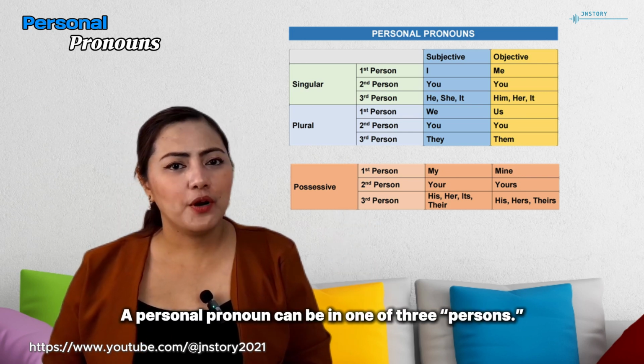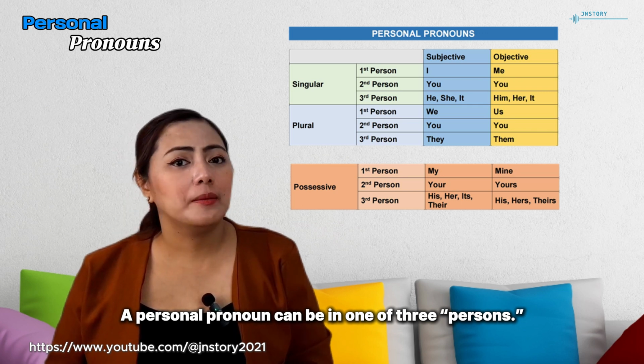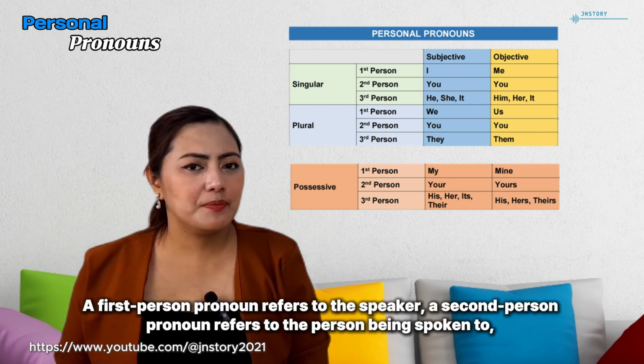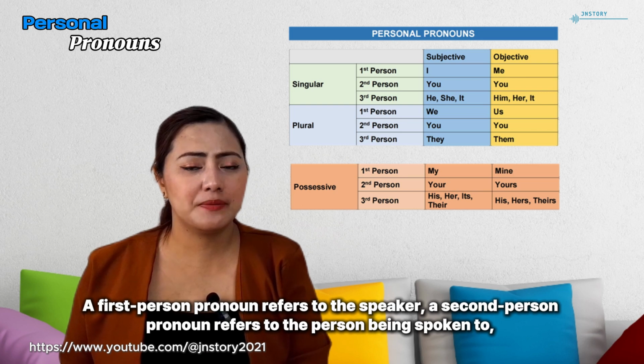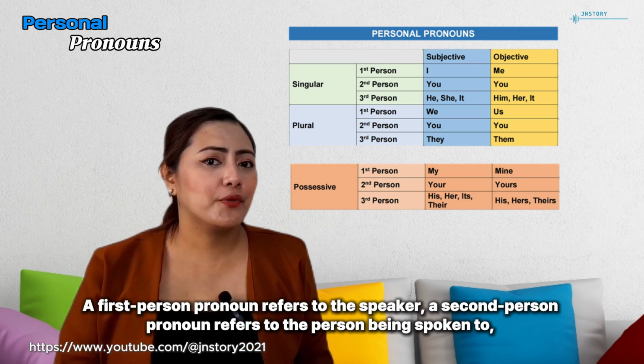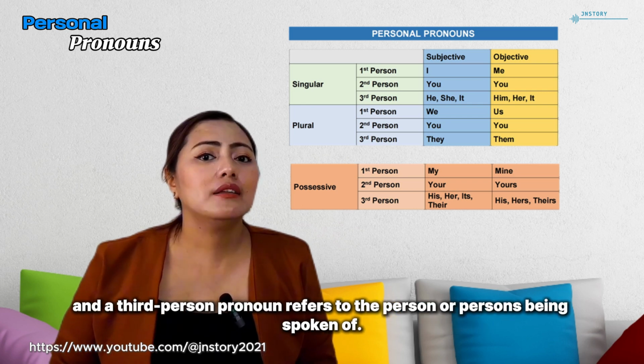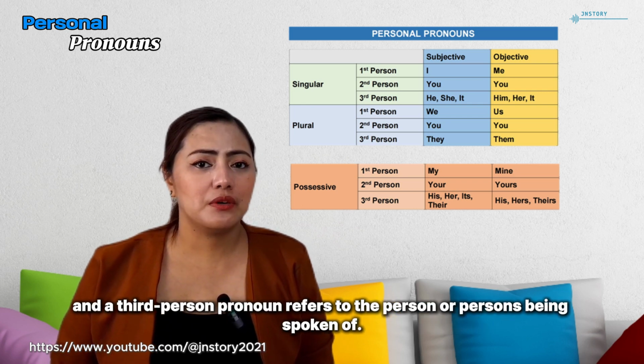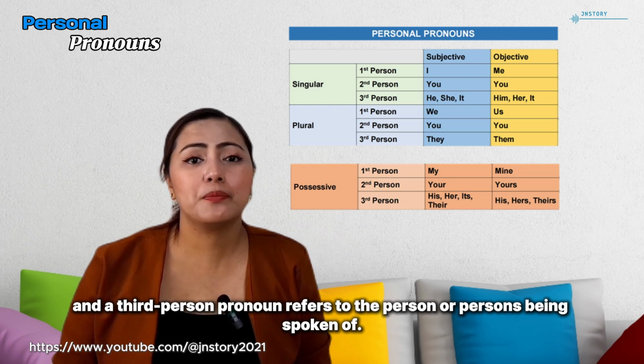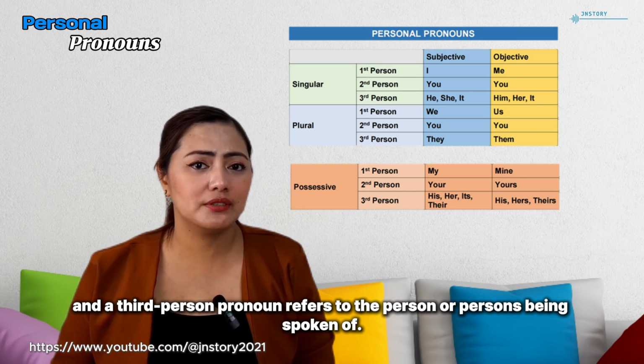A personal pronoun can be in one of the three persons. A first-person pronoun refers to the speaker. A second-person pronoun refers to the person being spoken to. And a third-person pronoun refers to the person or persons being spoken of.